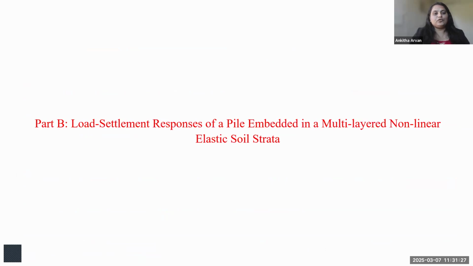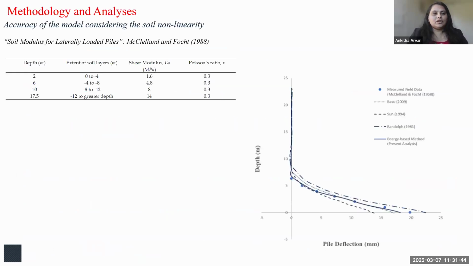So then I moved to part B, which is understanding the load settlement response of a pile embedded in a multi-layered non-linear elastic soil strata. In my case, I could work only on the clayey soils and variation of those, but in the future, that could be extended to different soil types as well.